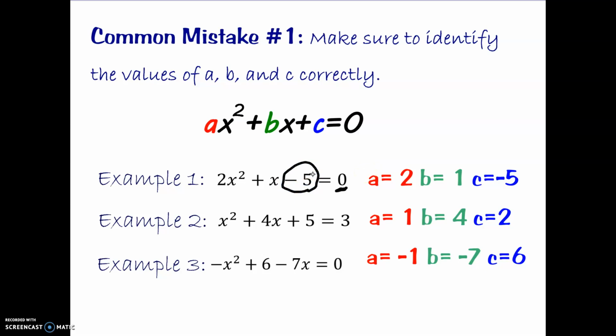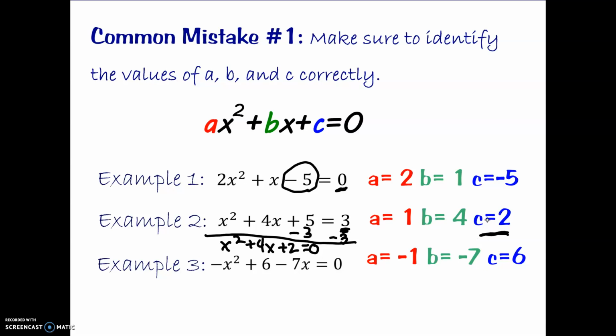In the second example, the thing that becomes tricky is the fact that in this case it's equal to 3, not 0. So when that happens, you have to subtract 3 from both sides before you can identify the a, b, and c values. So here we get x squared plus 4x, and 5 minus 3 is a positive 2. That's where I got this value of c equals 2 from. So please make sure you identify those when the equation is equal to 0.